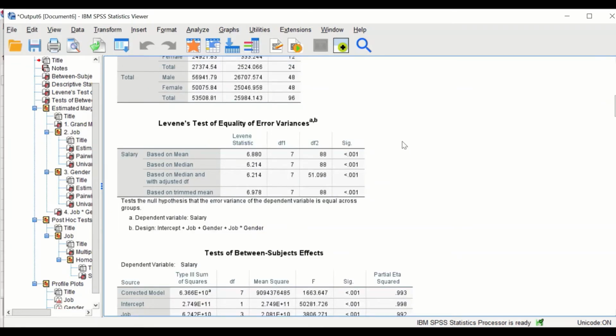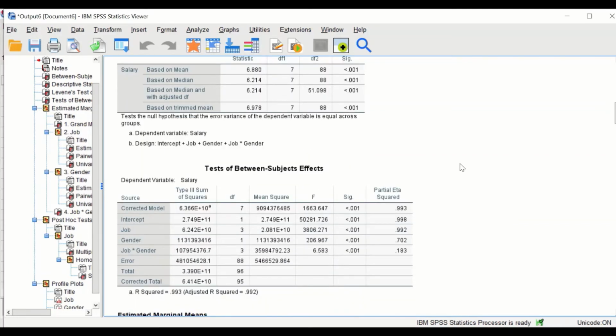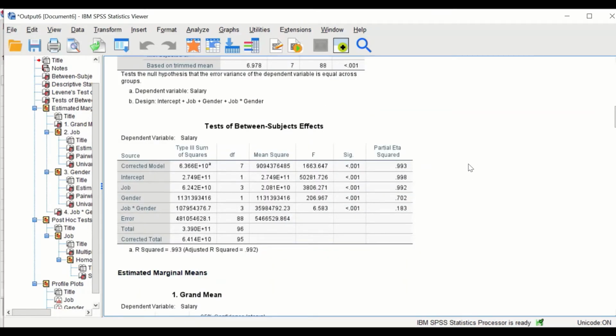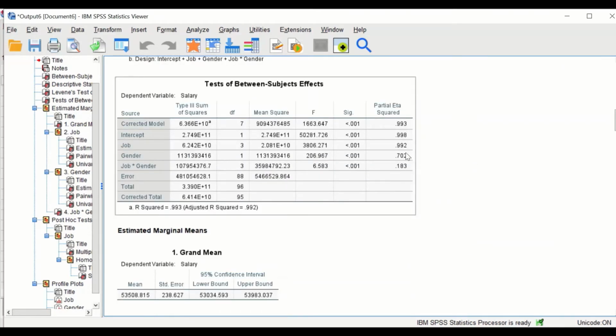The third table is the test for homogeneity of variance using Levene's test. It shows that there is no homogeneity of variance. The data has violated one of the assumptions for two-way ANOVA, which is homogeneity of variance. As shown from the table, there is heterogeneity in the variance. However, ANOVA is a robust test, and we will keep this in mind, but we will continue with the analysis. The next table is the table for tests of between-subjects effects.